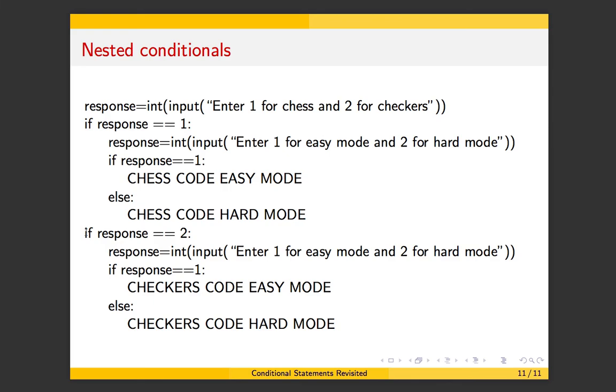Now, so I didn't write else if here, but you could if you wanted to. It doesn't matter. Else if the response is 2, so now they've chosen checkers, then again, ask them the same question you would for chess. Do you want the easy or hard? And if they give you a 1, we're telling them that means easy, so your checkers easy code would go right here. Otherwise, if they don't enter a 1, your checkers hard would go there. Okay, so that's a pretty natural way in which you'd expect to see nested conditionals.